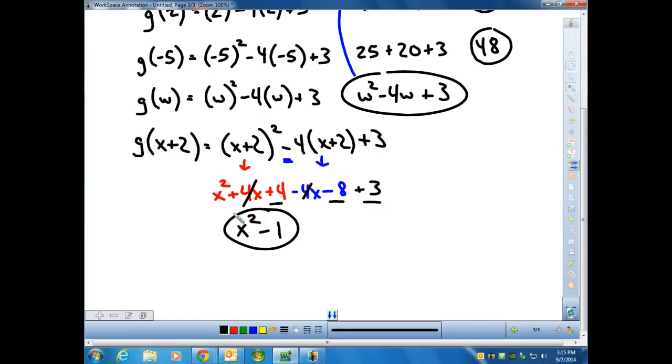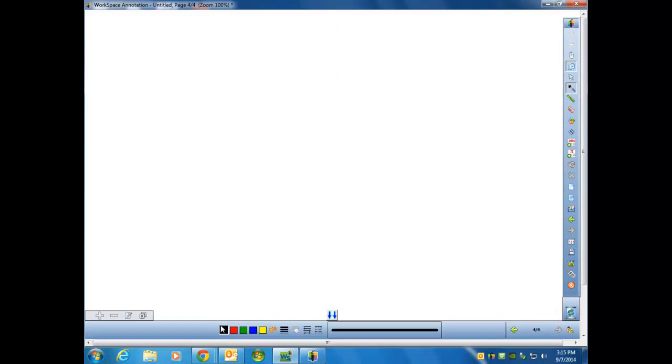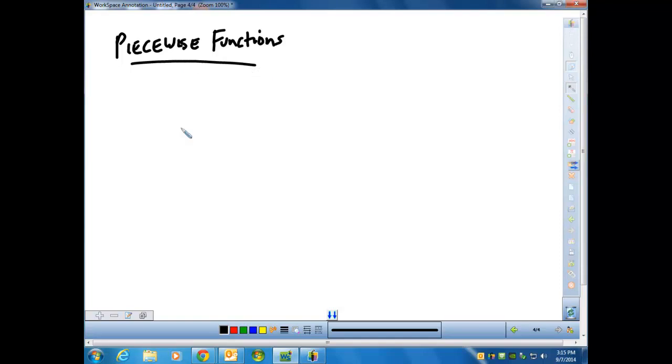Next idea, and this is probably the one idea that might be a little bit new for you, so we're going to spend a little bit more time on this and try to explain it in further detail, and it's piecewise functions. So I'll show you an example of a piecewise function here. So f of x equals, I'm going to use this big brace here, x squared plus 1 when x is less than 0, and then x minus 1 when x is greater than or equal to 0.